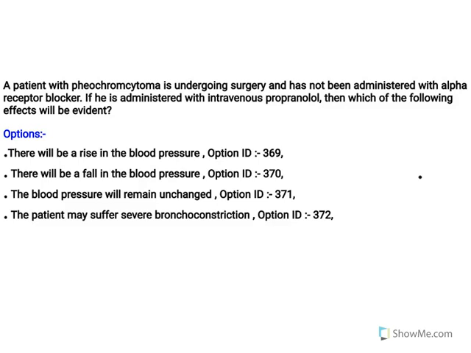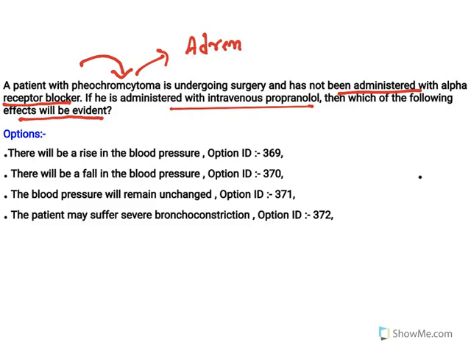Now understand this question. A patient with pheochromocytoma is undergoing surgery and has not been administered with alpha receptor blocker. If he has been administered with intravenous propranolol, then which of the following effects will be evident? See, pheochromocytoma is nothing but adrenal tumor. Now, in case of adrenal tumor, there is an excessive release of adrenaline. Now, when adrenaline is released, it will be acting on alpha receptors as well as beta receptors. So excessive stimulation of alpha and beta will be there, but propranolol is administered, so beta responses will not be there.